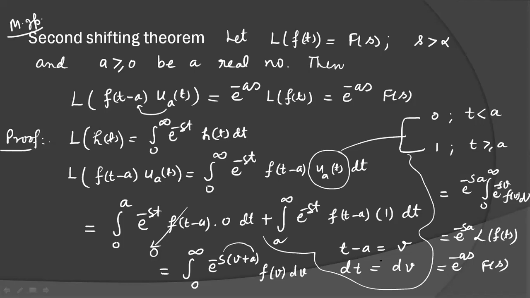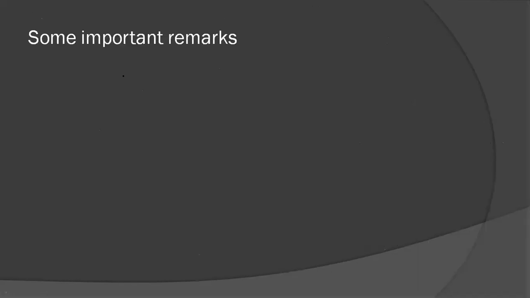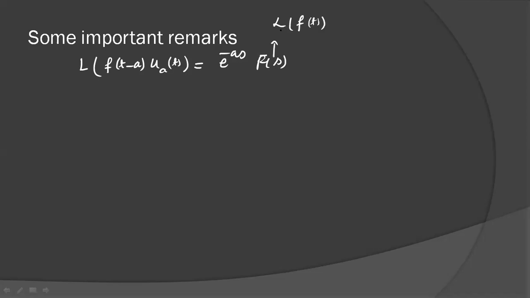Sorry, second shifting theorem. The first shifting theorem I have already covered in lecture 1. You can go to the first lecture, we have studied the first shifting theorem already. So now what we have is: Laplace of f(t minus a) u(t minus a) is equal to e to the power minus as F(s), where F(s) is nothing else but Laplace of f(t), and a is the point of discontinuity.